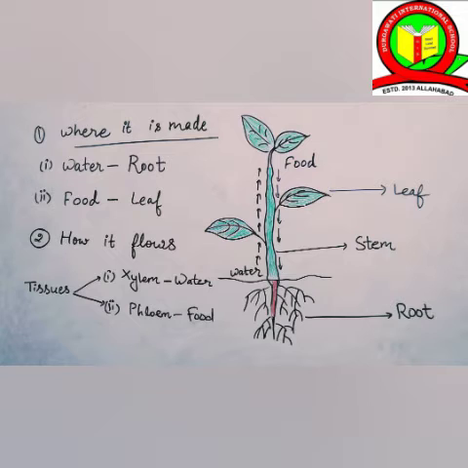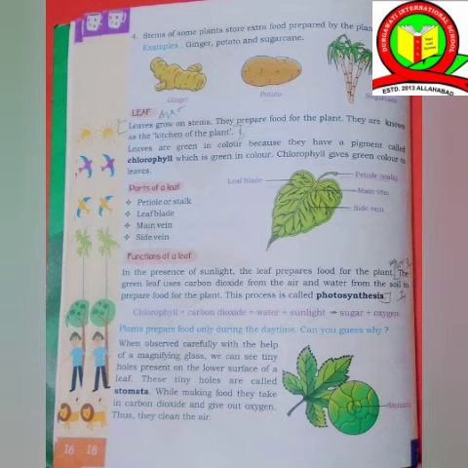And the food is carried from the tip of the plant, it means from the leaves, to the other parts like roots, fruits and stem. It is carried out with the help of phloem. Now on the next page, we can see our next heading, leaf.